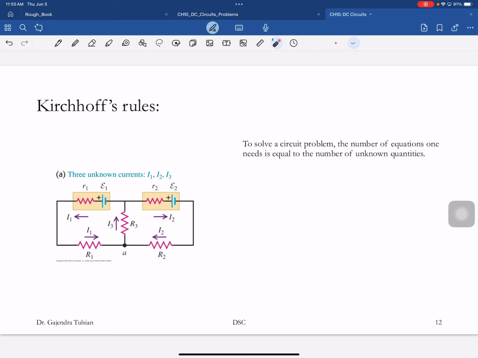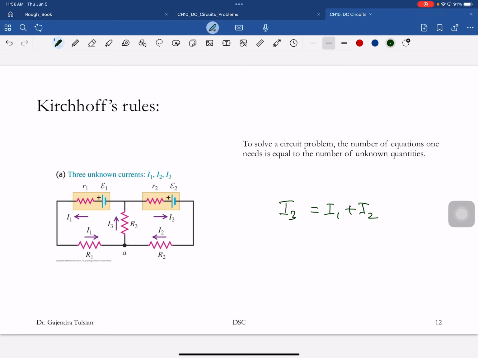So to solve this equation, what you need is three equations. Here's one junction, and here's the other junction. If the junctions are across the same arm, they'll give you the same equation. So you apply the junction rule, and what is the current flowing into this junction? I3 is flowing in, and I1 and I2 are flowing out.